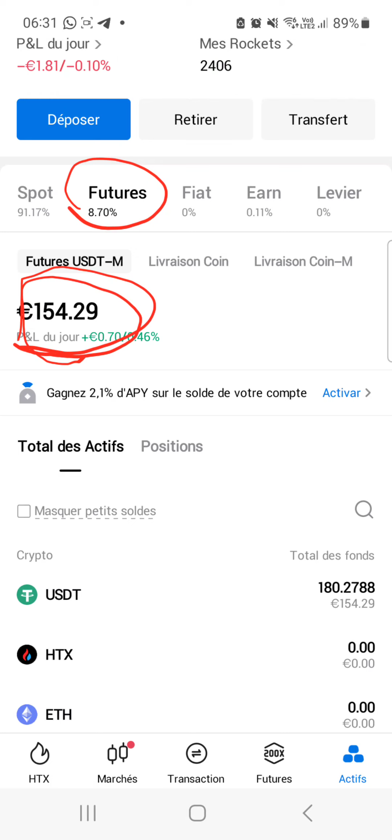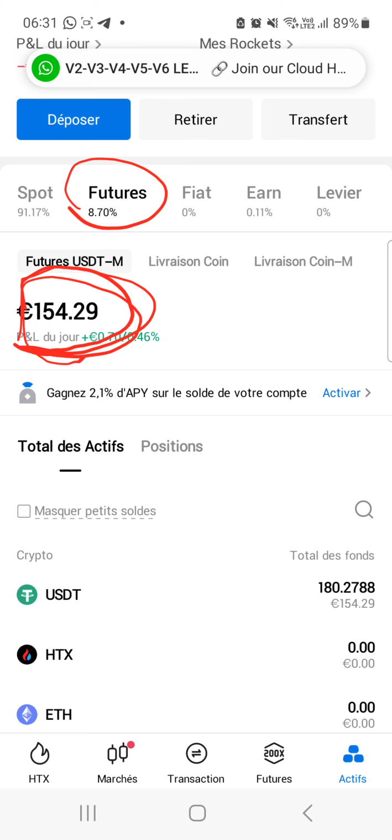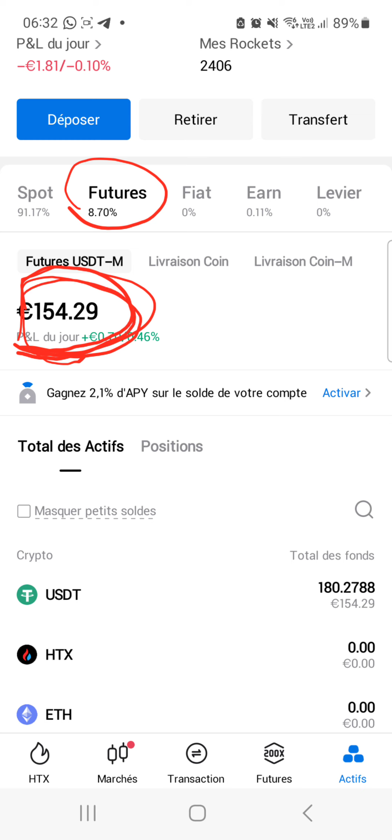So, ladies and gentlemen, why do we advise to do that? Because in the future trading, you get liquidated fast when there are no funds to cover your margin, to be in reserve. So if you have some funds in reserve, your liquidation price will be going far from your current price.